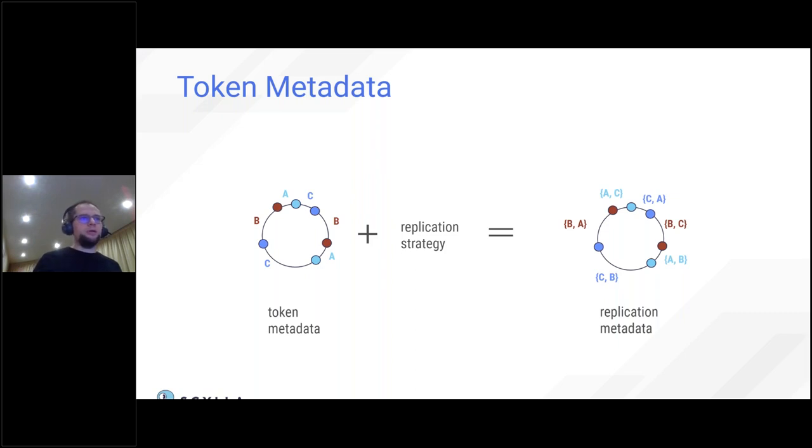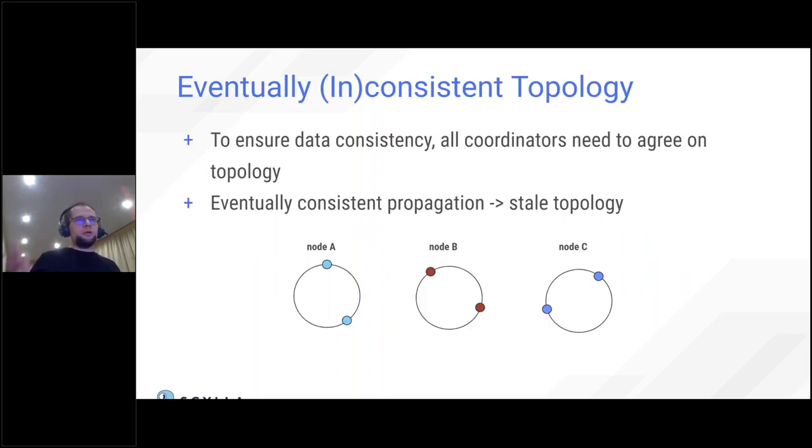So some coordinators might operate using some older version of the topology. The good news is that the way you work with the topology is just always forward progress. You don't revert the changes of the topology. So eventually, all of the nodes in the cluster do agree on the topology. They just might get the stale topology in certain scenarios. And then it becomes the job of the coordinator to work around this.